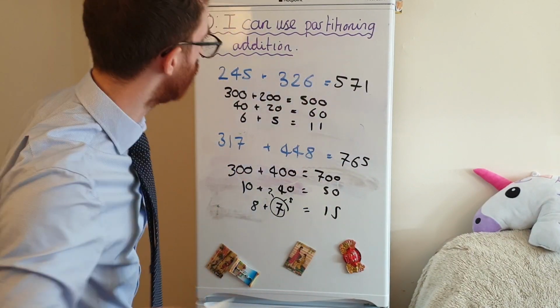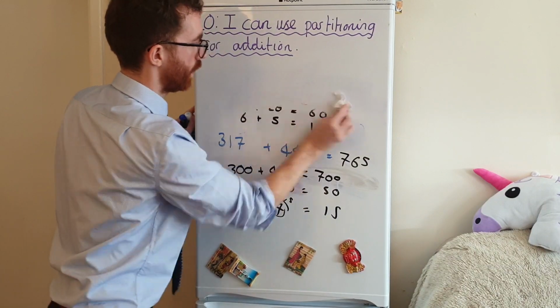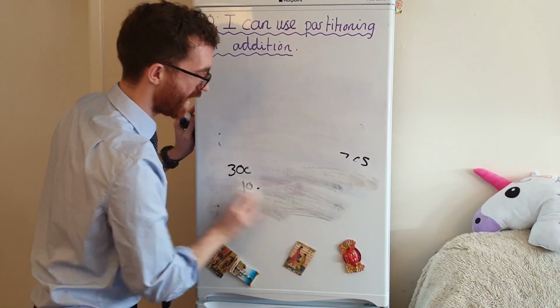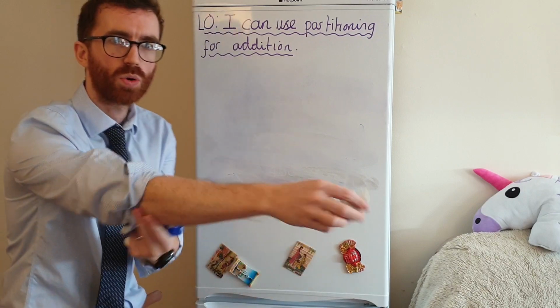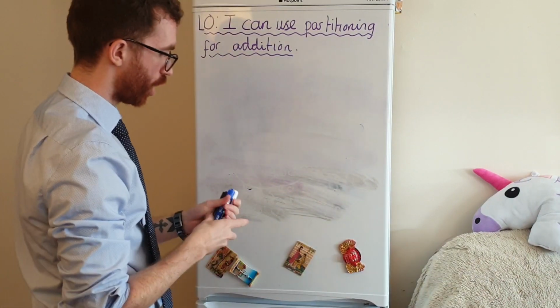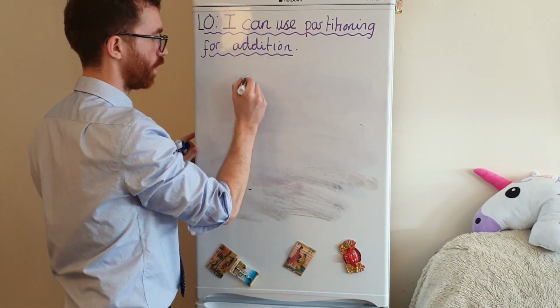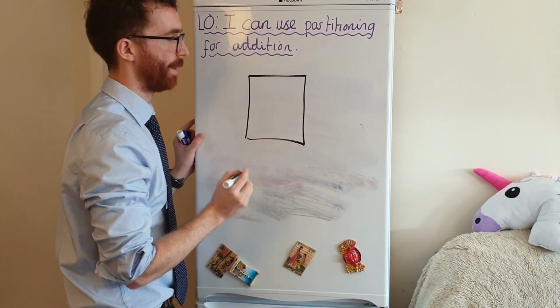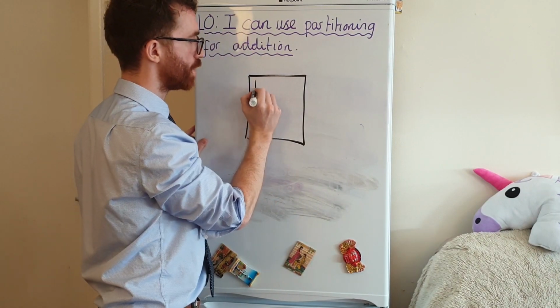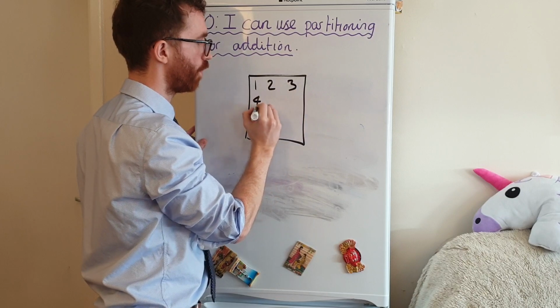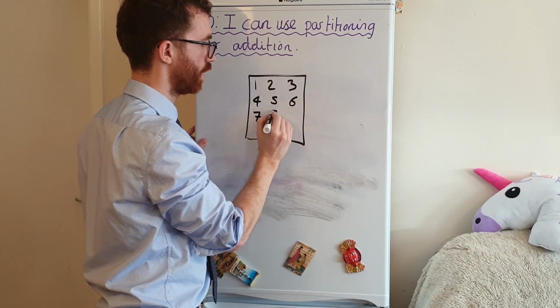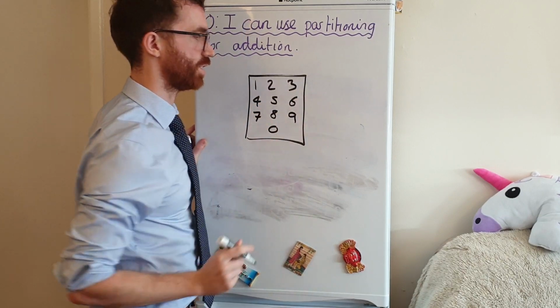Right. Now, rather than me just leaving you lots of questions to have a go at, what I'd like you to do is make yourself an endless bank of questions, okay? Now the way you're going to do this, I'd like you to get yourself a piece of paper. Here is the piece of paper. And I'd like you to write the numbers 1, 2, 3, 4, 5, 6, 7, 8, 9, and 0.